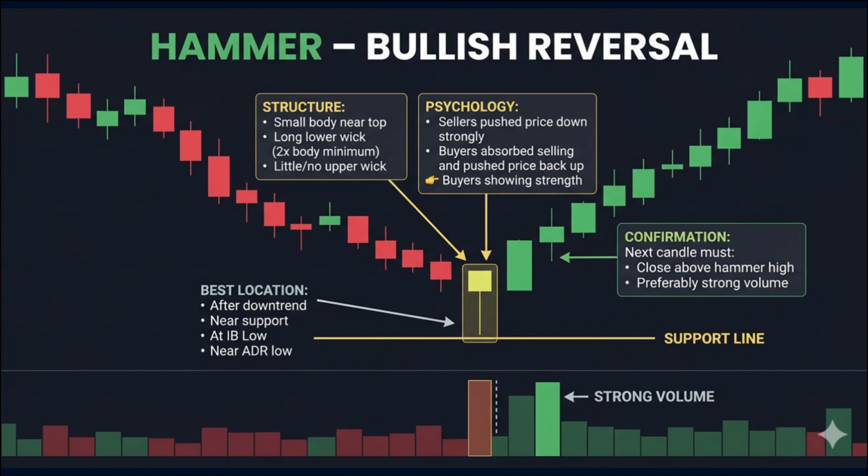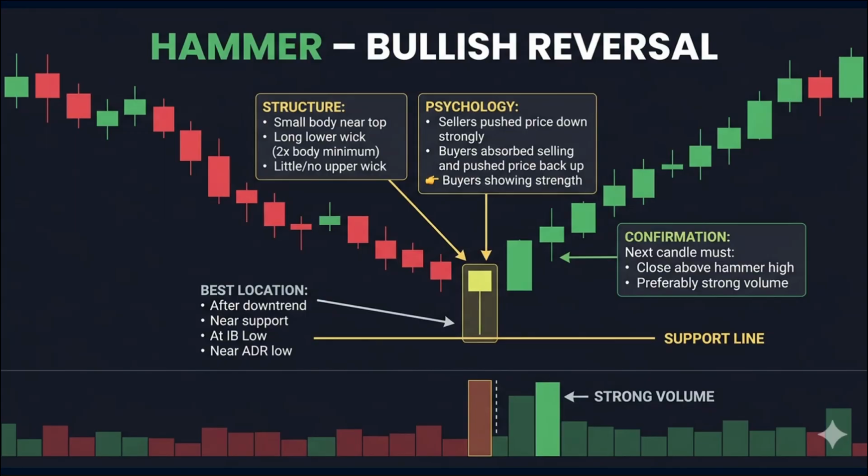So how do you get the confirmation? After the hammer candle, the second candle should close above the high of the hammer. This is your green light that the reversal has shifted from a possibility to a high probability move. The pattern is most powerful when it bottoms out near a support level, near the ADR low, or in an oversold area. Once you get all this, structure, location, and confirmation, you can trade that type of candle.